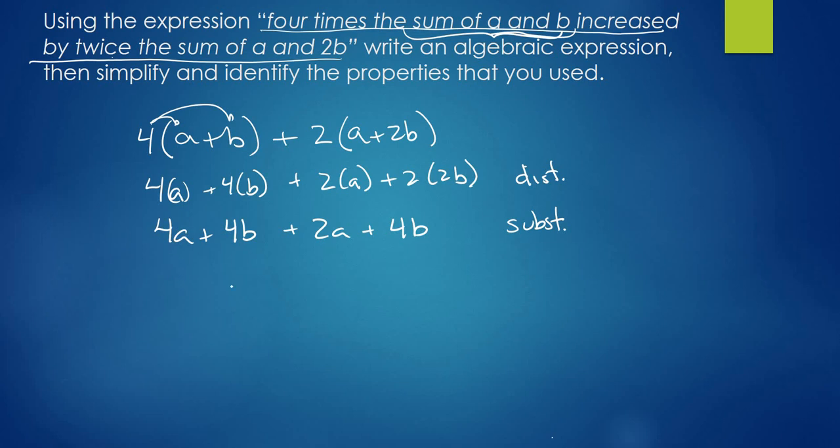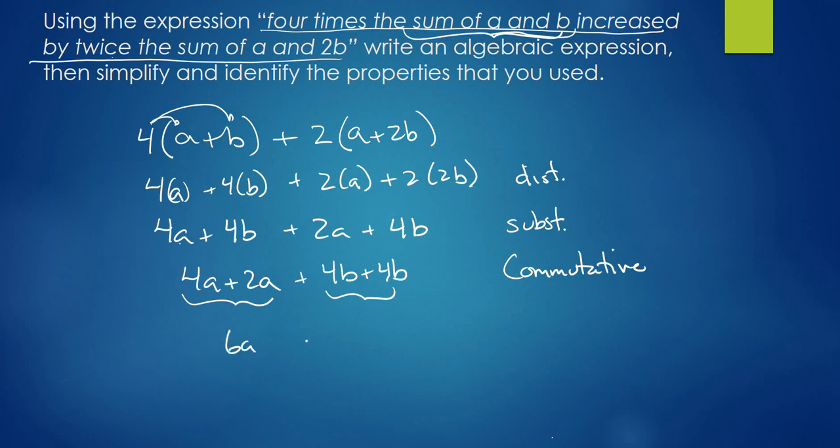Now, think about what our next step should be and see if you can come up with it. Pause if you need to. Alright, the next step I'm going to do is I'm going to rearrange. I'm going to say 4A plus 2A to group my like terms together, and I'm going to put the 4B and the 2B together to group those. What did I do to rearrange to get my like terms? I moved things around. That's the commutative property. Then I'm going to combine my like terms. That's 6A plus 6B, and that's our substitution.